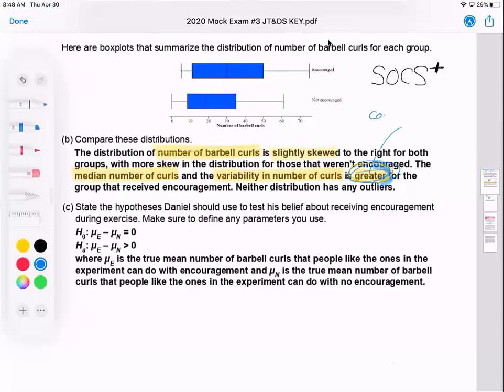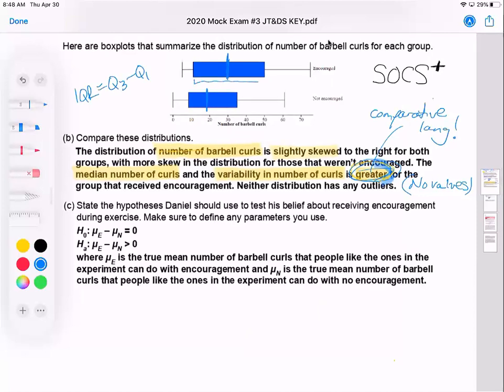Make sure you use comparative language. Also note that there are no values, which is completely fine. That can help you speed up your response. Now, if you want to include values, that's not a problem. You could estimate where the median is, and you could estimate the IQR by doing Q3 minus Q1, and then getting this range and then this range. You could do those things, but it has never been required on a rubric that students have to include numerical values.